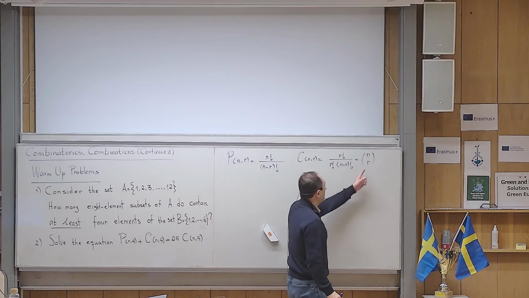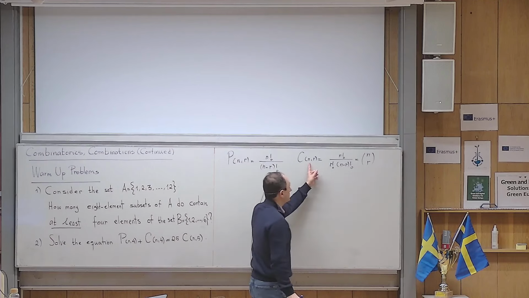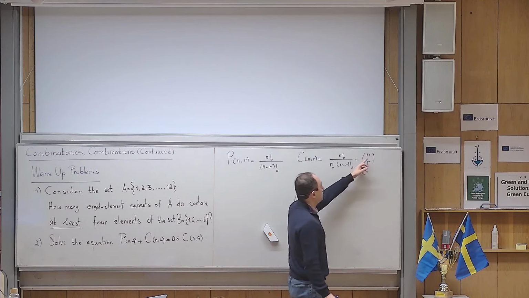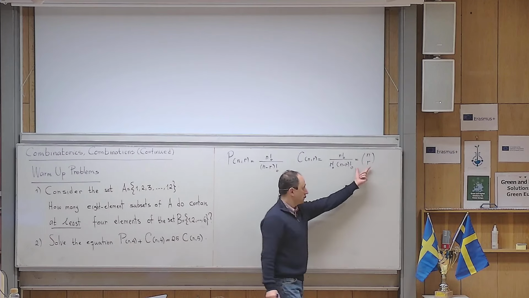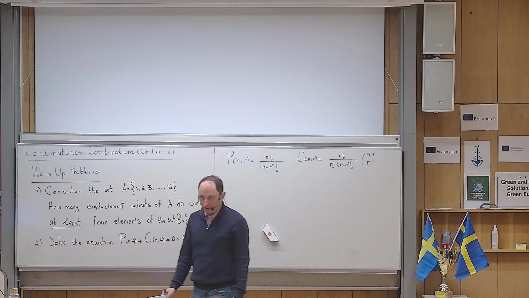So when you see this in the book, this means exactly the same thing. And then how do you read it? You read it n choose r. So this combination symbol is read n choose r.